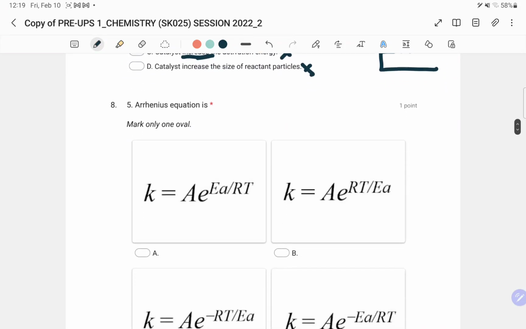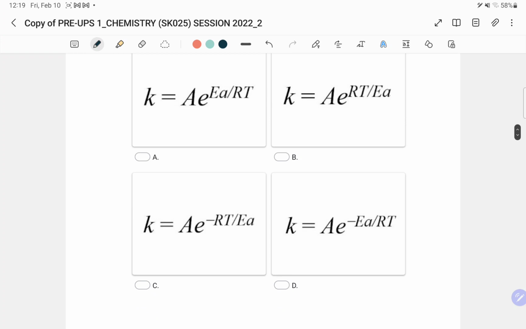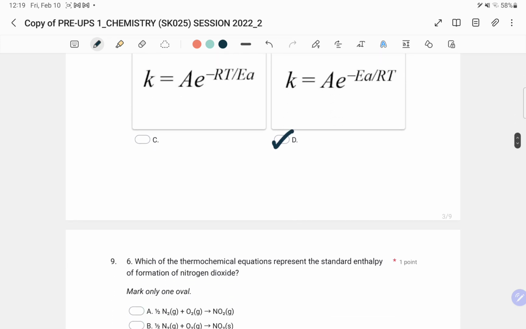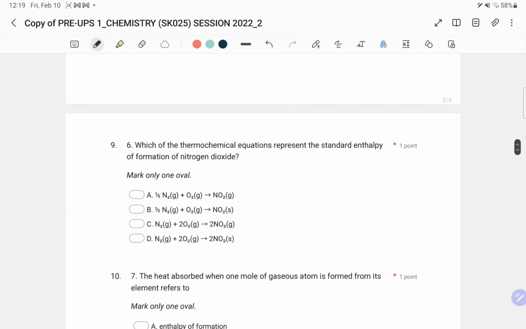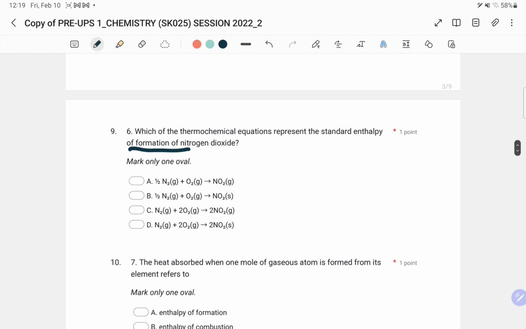Okay, number 5 Arrhenius. Ni memang saya suruh hafal daripada dulu lagi. So k equals to A e to the power of negative Ea over RT. Number 6, which of the thermochemical equation represent the enthalpy of formation of nitrogen dioxide? So kita tahu formation, 1 mole of compound is formed. So 1 mole of compound is formed, mesti produk yang 1 mole. So yang ni dah 2 mole, salah lah. Okay, is formed from its element. Element nitrogen dioxide adalah gas, bukan solid. So A lah jawapan dia.